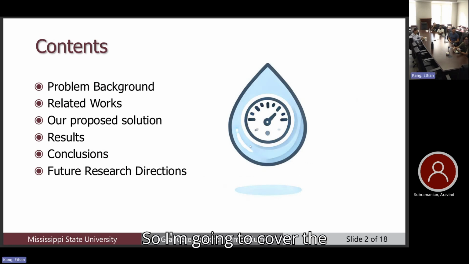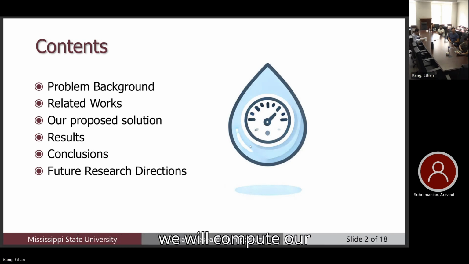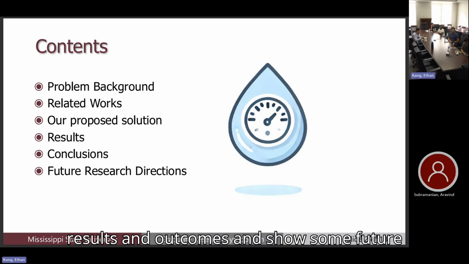So I'm going to cover the problem background, what specific issue we are dealing with here, and what specific solutions already exist in the literature. Then what their limitations are and how we are going to address those limitations. Then we're going to present our proposed solution and the outcomes of the proposed method. Finally, we will conclude our results and outcomes and show some future research directions.